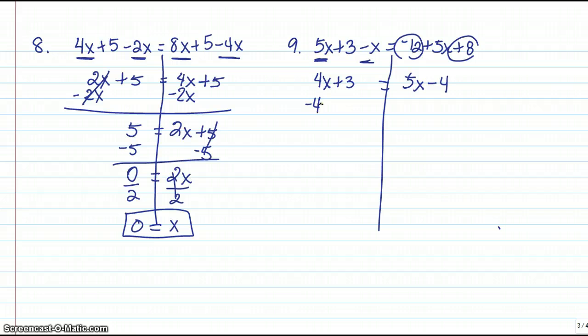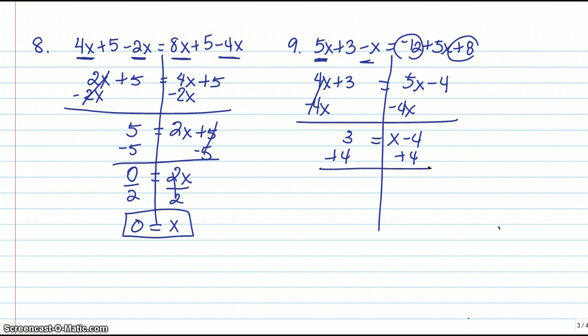Okay, now I'm going to get my x's on the same side. So I'm going to subtract 4x on both sides, and that leaves me 3 equals 5x minus 4x is x, bring my negative 4. Now all I have to do is add 4 to both sides, and x equals 7. Alright, 2 more and we'll be done.